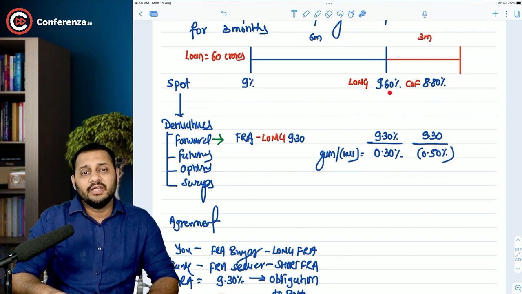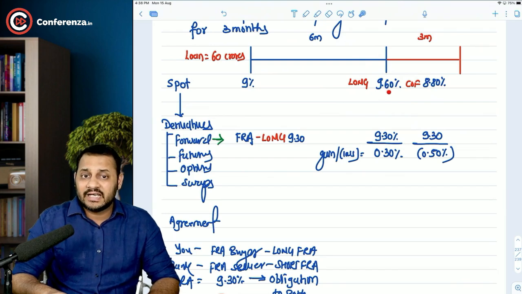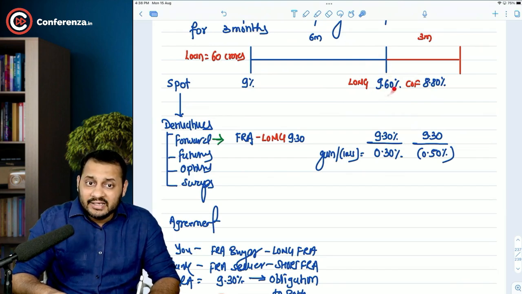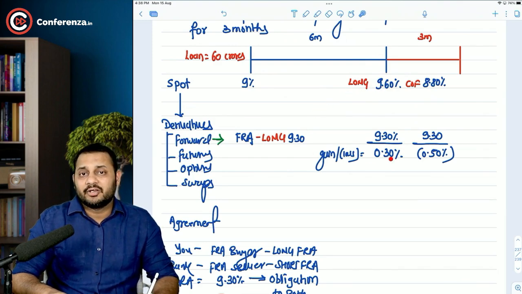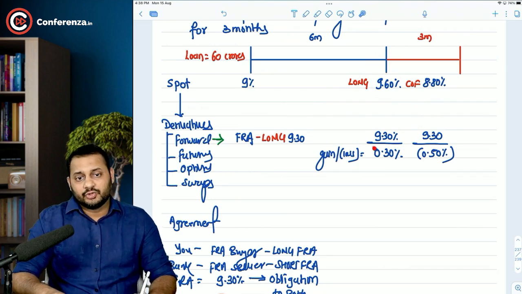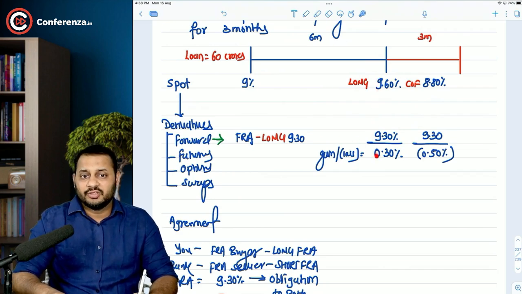Sir, but we never wanted to pay this much interest. Exactly. You have to buy it at 9.60, but the difference will be given back to you by the other party in the FRA. So this is your gain, this is your outflow, this is your inflow. This is your outflow, this is your inflow. The total is 9.30 itself. 9.30 will be the net.